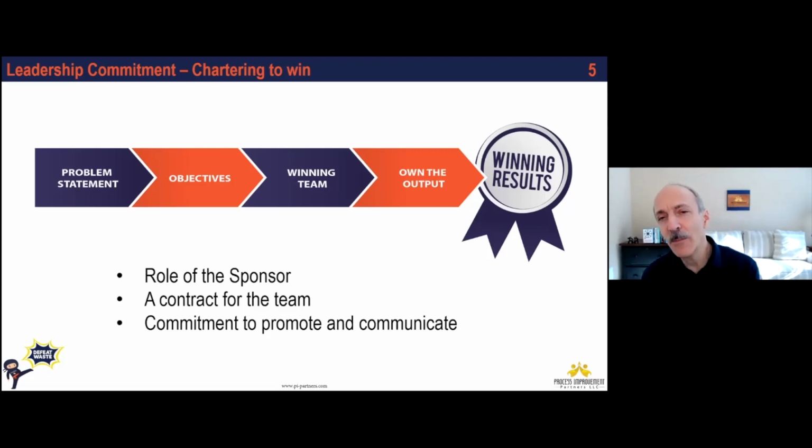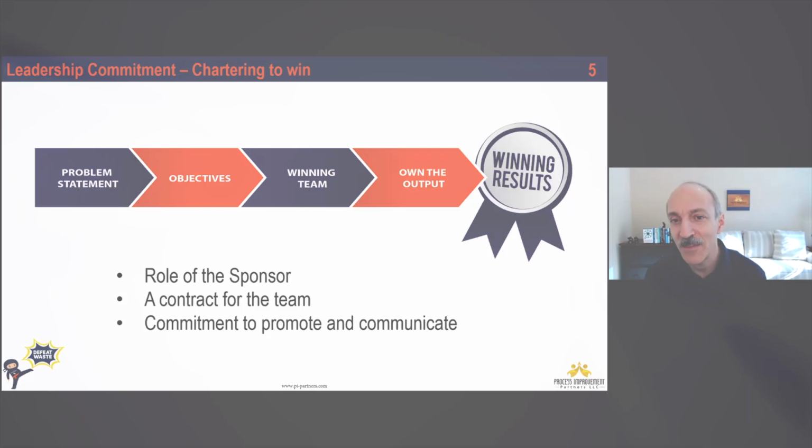Okay, so the other piece of this is the commitment to promote and communicate. So we've written the charter. And I'll talk about how we engage team members. Now go tell everybody we're going to work on this. If this truly is the most important thing you're doing that week, tell everybody about it. Get them excited about it. Get their ideas ahead of time. Get them talking about it, even if they're not on the team.